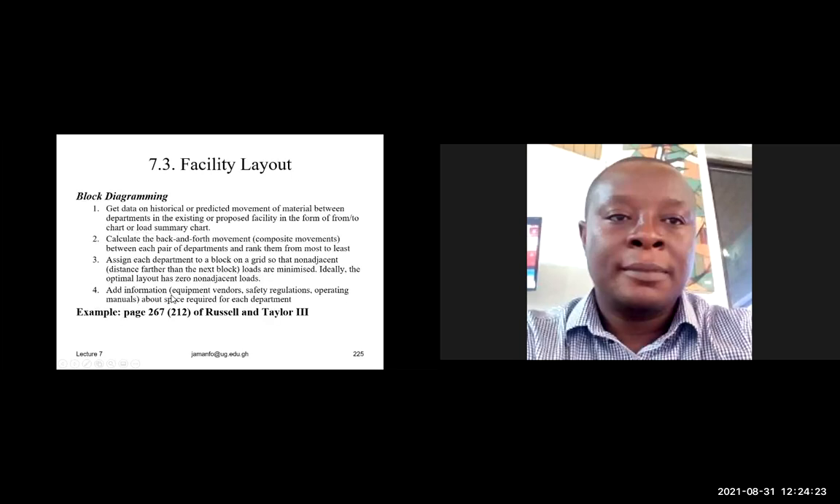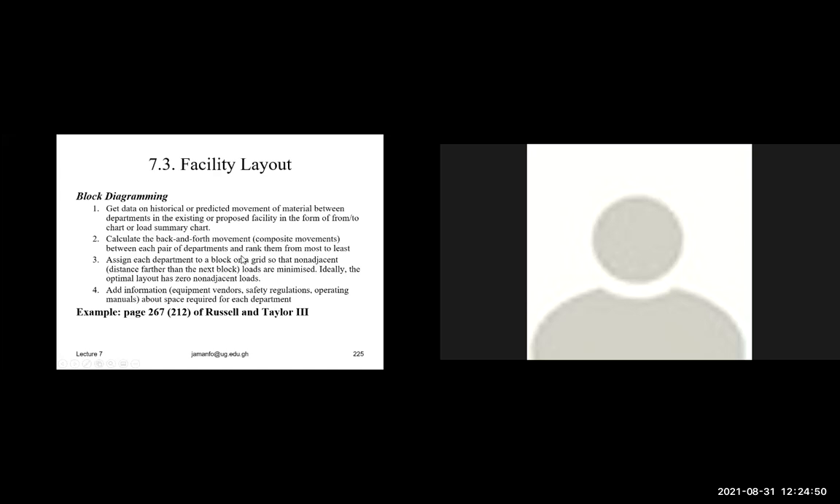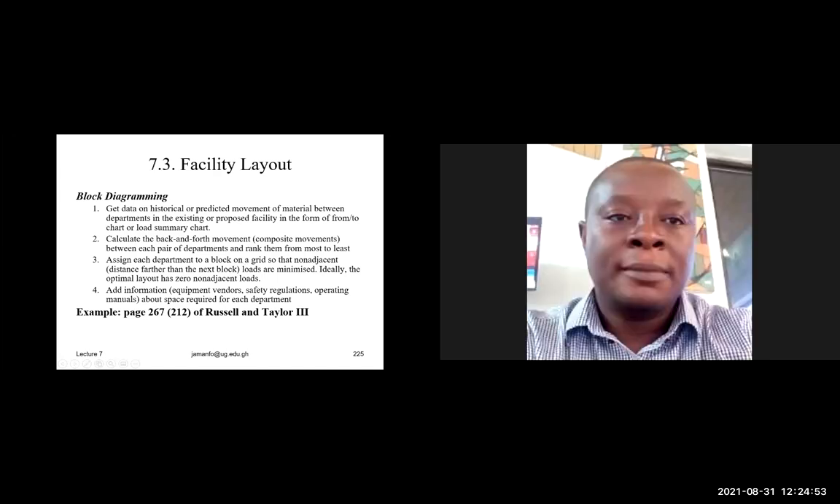Let's look at the block diagramming. What is it? We get data on historical or predicted movements of material between departments in an existing or proposed facility in the form of a from-to chart, what we call the load summary chart. And then we calculate the back and forth movement, which we refer to as the composite movement between each pair of departments, and rank them from most to least.